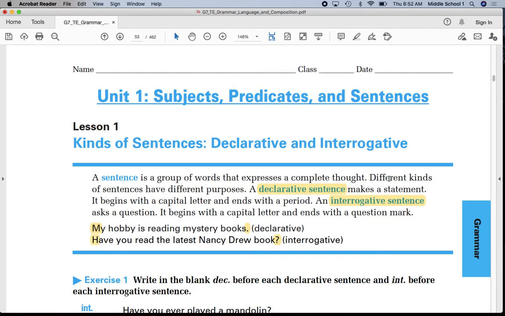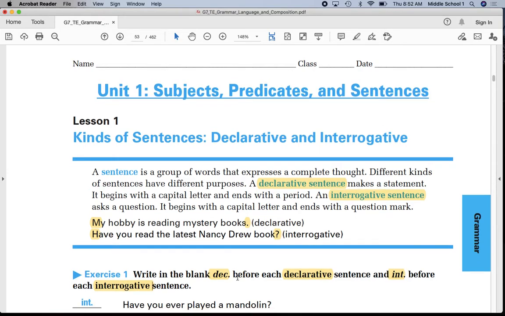In the blank, you can put DEC for declarative or INT for interrogative. If you're ambitious, you can write the entire word out, declarative or interrogative. It would also be okay if you'd simply use D, declarative, and I, interrogative. Your choice. Fill in the answer. Example, have you ever played mandolin? Interrogative, it's a question.